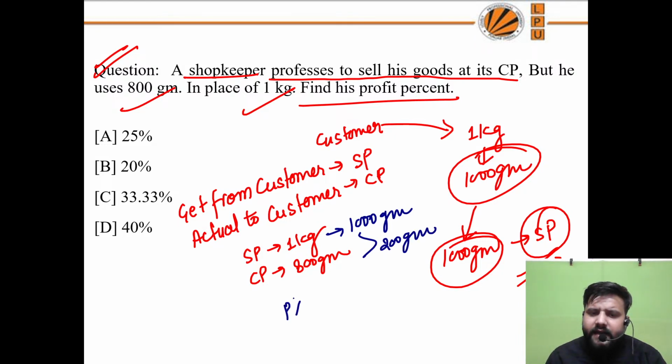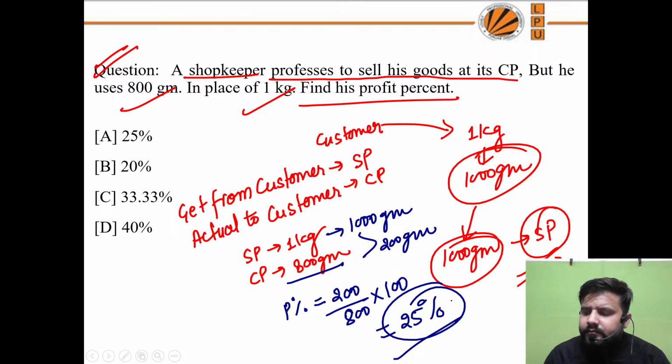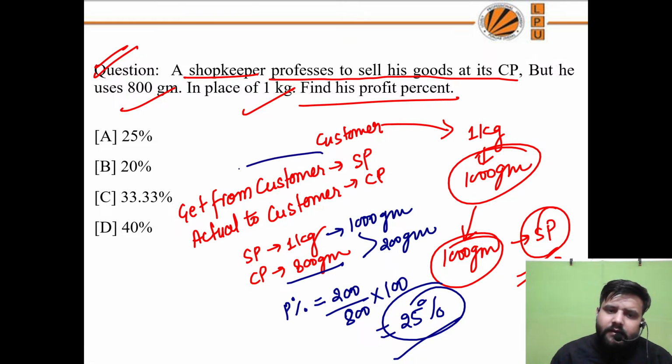Now the profit percentage is 200 divided by CP, which is 800, into 100, and so finally it is 25%. Got it or not? Tell me. Just remember these 2 points.